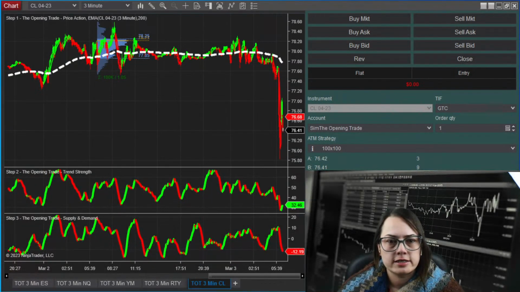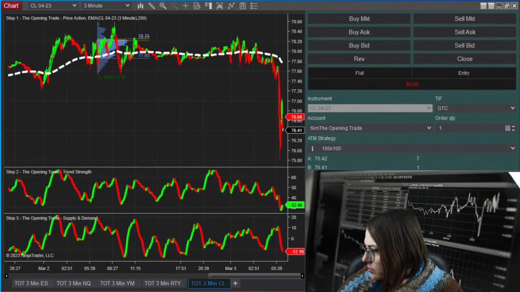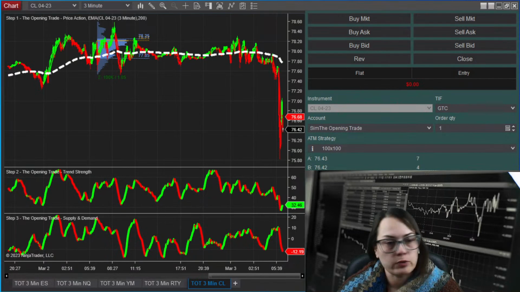So this manual system that we'll be showing today is going to be showcasing mean reversion, and that's what we will be showcasing on that here today in a little bit.